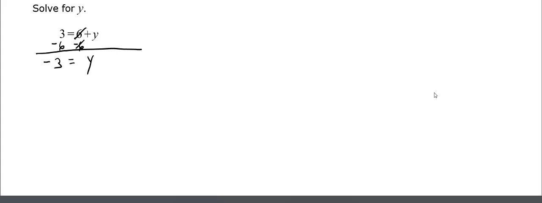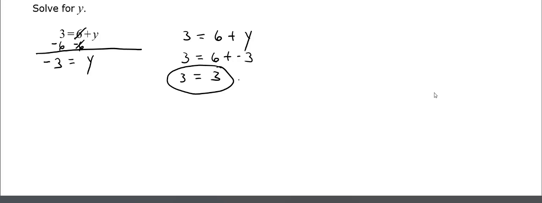You can always check your answer, and I'll do it for this one. We come back to our original problem, 3 equals 6 plus y, and we're going to replace y with negative 3. So similar to what we just did in the previous example, I'm looking to see if the left-hand side equals the right-hand side. So 6 plus negative 3 is positive 3. Since the left-hand side equals the right-hand side, my answer, negative 3, is a solution.